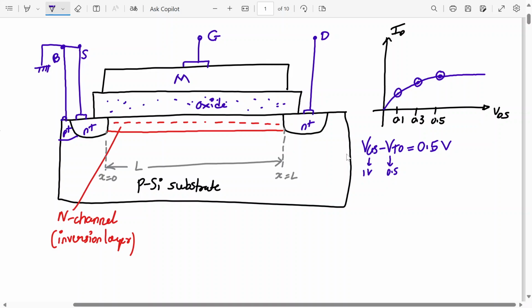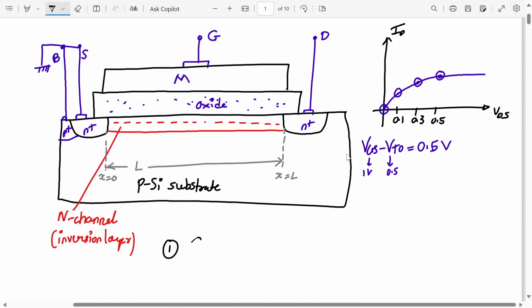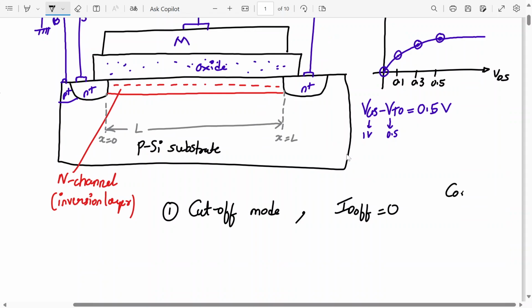Now can you tell me the first region of operation? The first point is over here. So the first region of operation is cutoff mode. In the cutoff mode, does the ID current flow? No. So ID off is 0. What are the channel conditions for the cutoff region? Yeah, tell me, I am not writing. VGS is lesser than VTO. Yes, VGS is less than VTO, that means the channel is not formed.